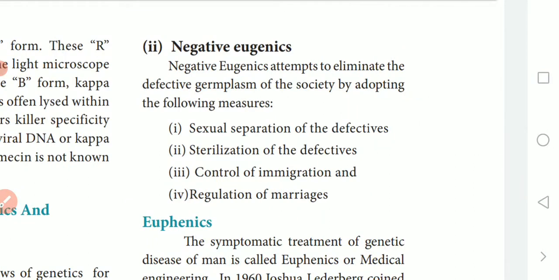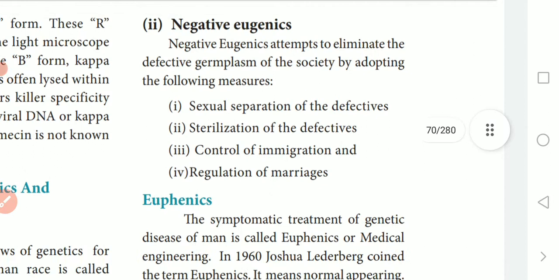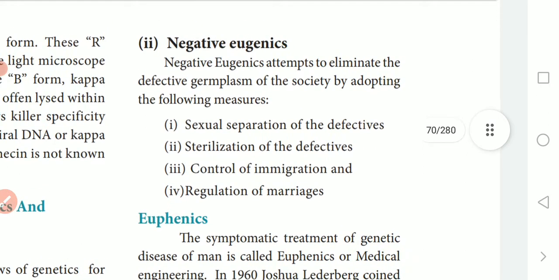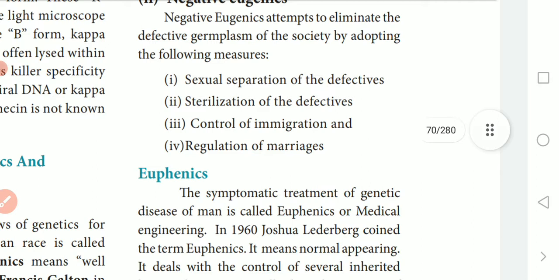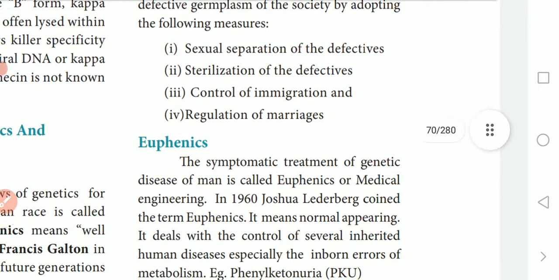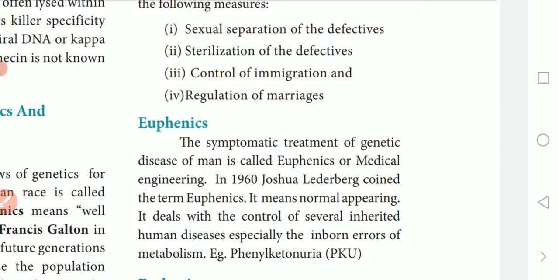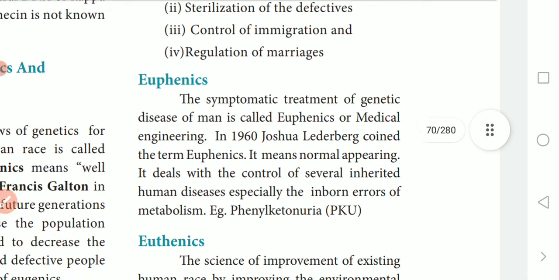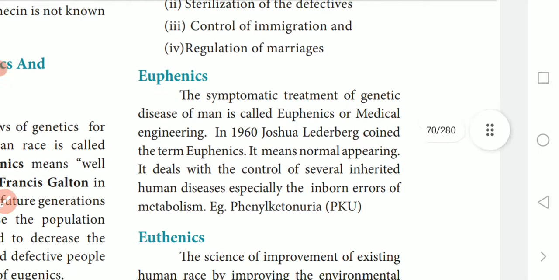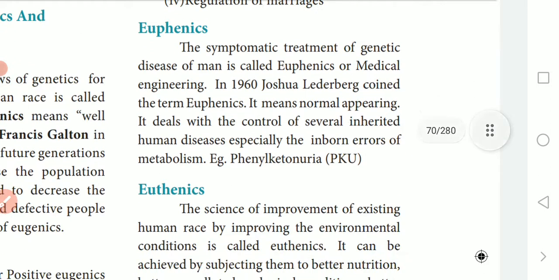The next topic, euthenics and eugenics. See here, eugenics: the application of laws of genetics for improvement of the human race is called eugenics. Yes, you can go for 2 marks. The term eugenics means well born. It was coined by Francis Galton in the year 1885. For the betterment of our future generations, it is necessary to increase the population of outstanding people and decrease the population of abnormal or defective people by applying the principles of eugenics.